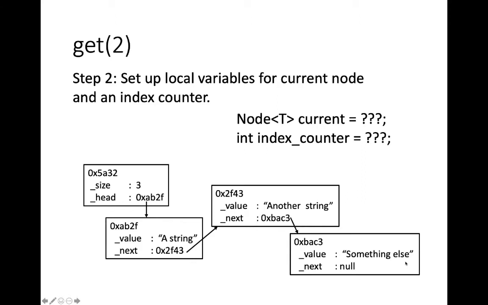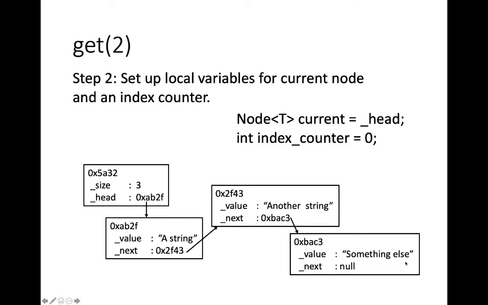Yes, exactly. We're trying to start to walk the chain. So what's the beginning of the chain? It's the head. So we start at the head, and the index associated with the head is going to be 0. And so the current node, we start off by setting up to be our head node and the index counter to be 0.